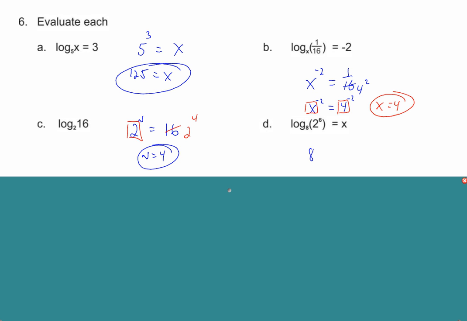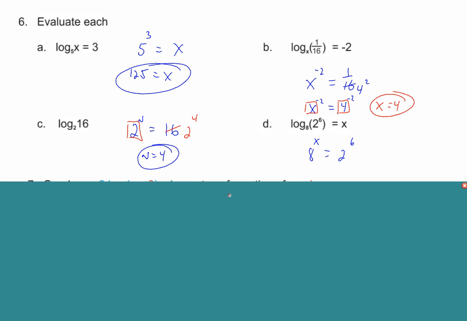My base is 8. My exponent is x, and it equals 2 to the 6th. What in the world are we going to do on this one? Not a problem. 8 is 2 cubed, to the x, equals 2 to the 6th. So right now I'm at 2 to the 3x equals 2 to the 6th. Therefore, 3x equals 6. And guess what? x is 2.